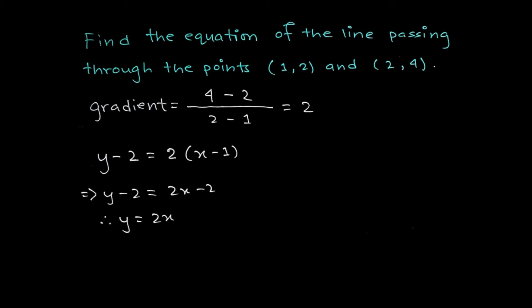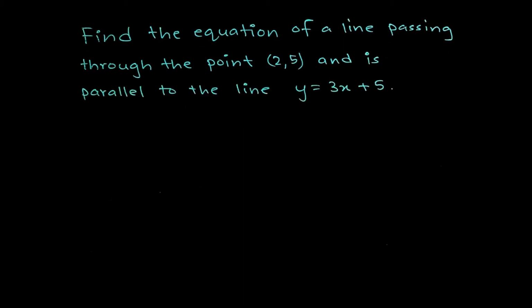y = 2x. Now, there can be a case where only one point is given and the gradient is given. This is easier. This spares us from the pain of having to find the gradient. We'll just put the values of the gradient and the point given to find the equation of our line. Let's check out our next case.